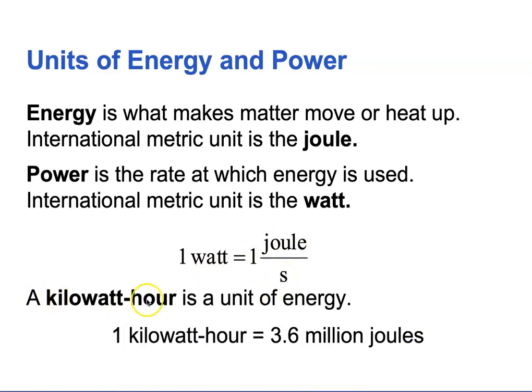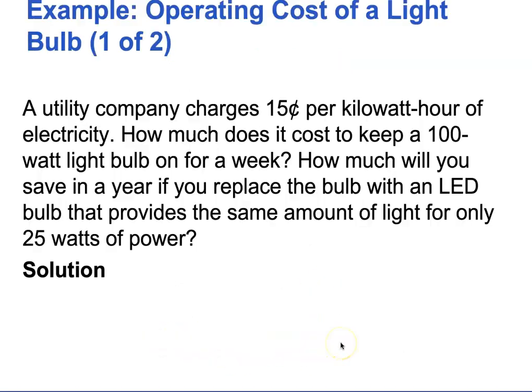Okay, a kilowatt hour is a unit of energy. 1 kilowatt hour equals 3.6 million joules. See the dash here? We're not doing a division, we're doing a multiplication. So it's kilowatt hours, and that is 3.6 million joules.